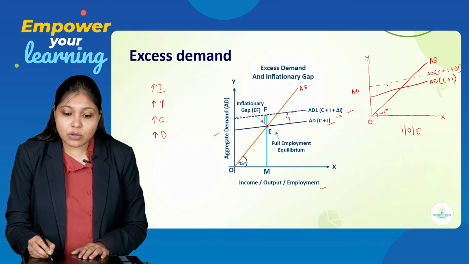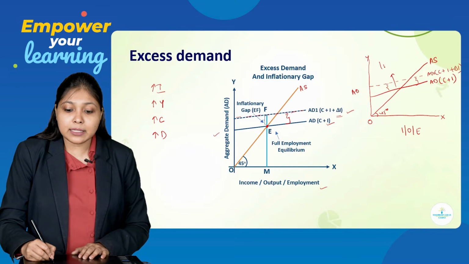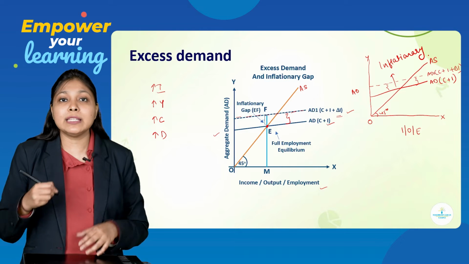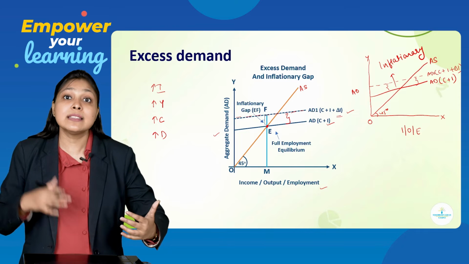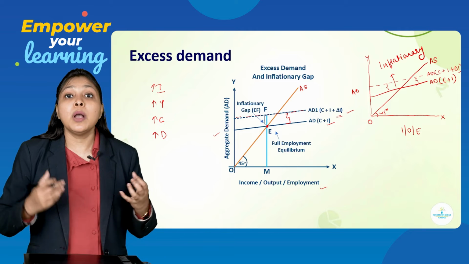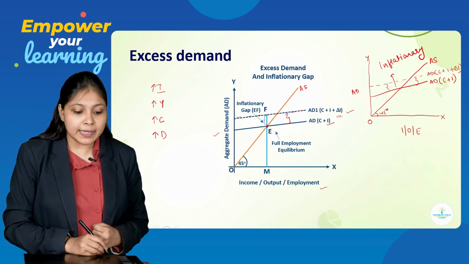Now there comes a gap between the AD and AD1 curve, and this gap is nothing but the inflationary gap. Inflationary gap or inflation is the situation wherein the prices of goods and services increase in the economy, and that happens due to more demand in the economy.